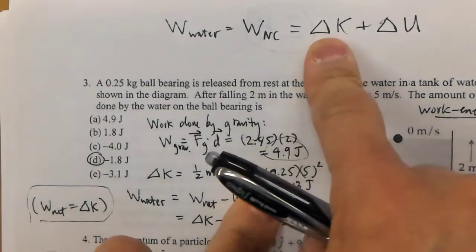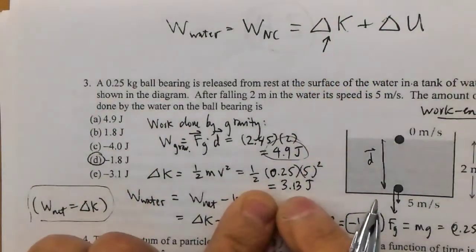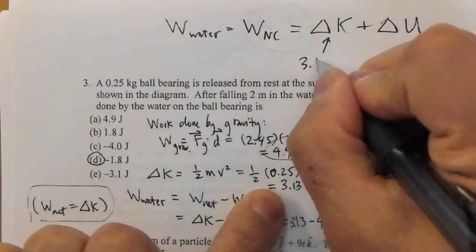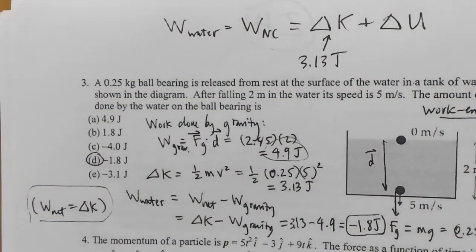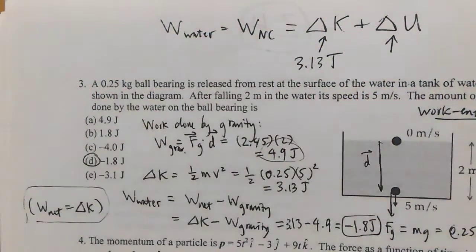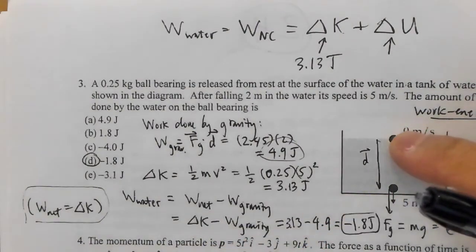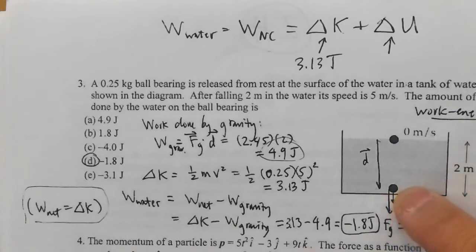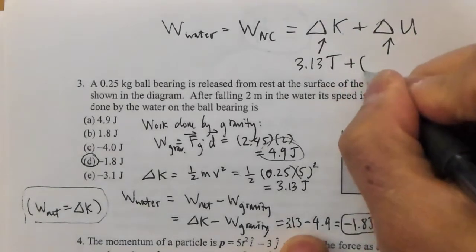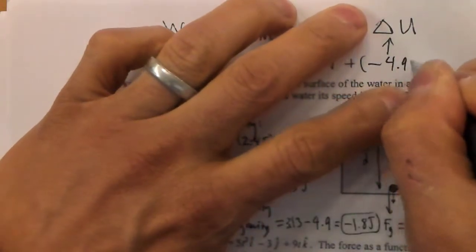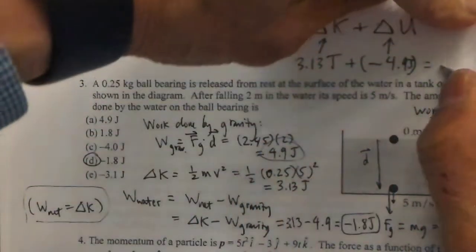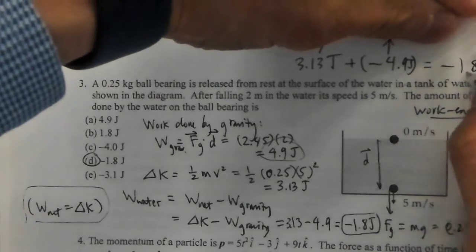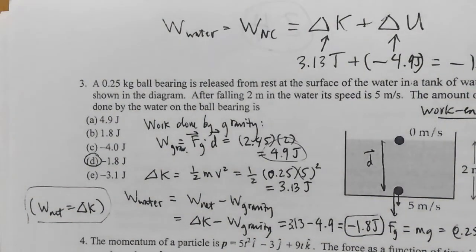And then you get the change in the kinetic energy, and you do the same problem that I did here, and you get 3.13 joules. And then you calculate the change in the potential energy, and you'd say it starts here and it drops down by 2 meters, and so you would end up getting that the change in the potential energy is minus 4.9 joules, and then you would end up with minus 1.8 joules as the answer. Probably most of you prefer this. It's a little easier. Okay. Any questions about this?